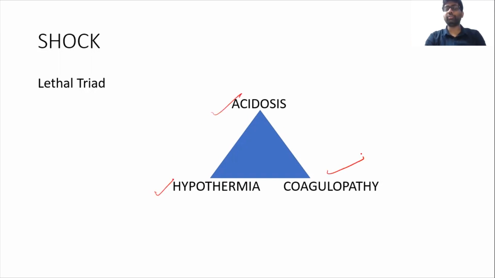Why is there acidosis? Because of the inadequate tissue perfusion, there is lactic acidosis because of the anaerobic respiration, and because of this the ATP produced is also less. So because of the less ATP, the heat generation is also less, so there is hypothermia. And because of hypothermia and the acidosis, the coagulation factors cannot function properly, so there is coagulopathy at the same time. So this is the vicious cycle of the shock known as the lethal triad.